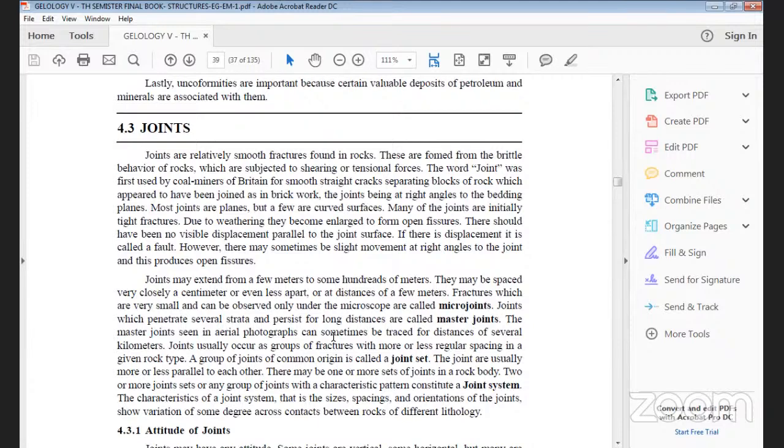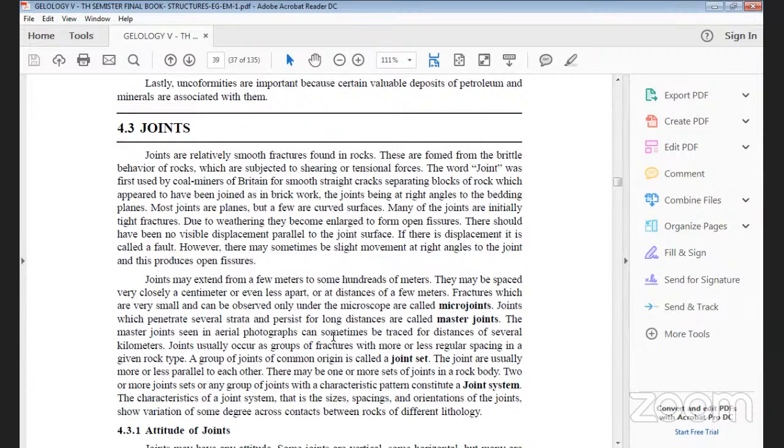The joints are at right angles to bedding planes. Most joints you may see are planes, but a few have curved surfaces. Many joints are initially tight fractures, and due to weathering they become enlarged and form open fissures. If there is visible displacement along the fracture surface, then it is called a fault. If it is a major displacement, then we can say automatically that it is a fault.